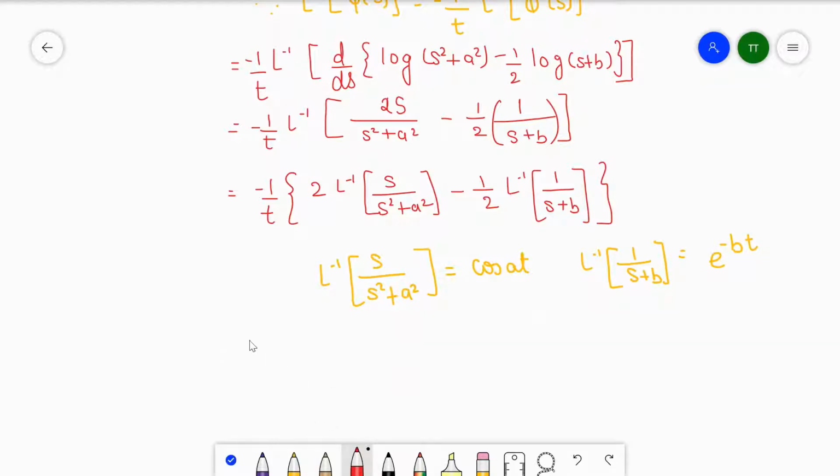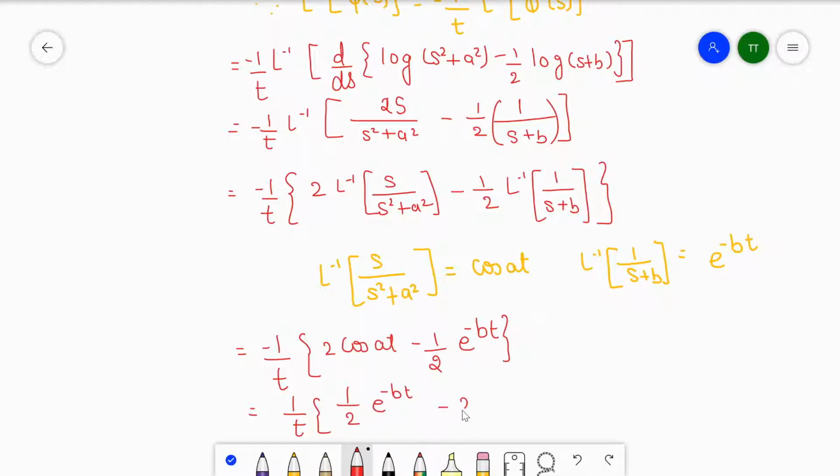Okay, so we can write minus 1 upon t times (2 cos at minus half e raised to power minus bt). If we multiply the negative sign inside, it will be 1 upon t times (half e raised to power minus bt minus 2 cos at). Okay, so this will be our final answer.